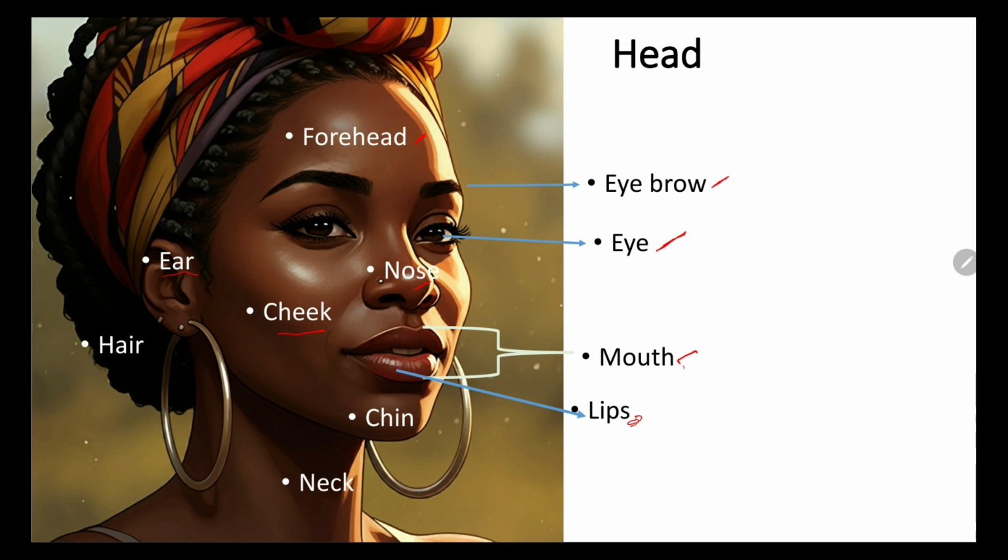On your mouth, you have lips. Then you have a chin, a neck, and hair. All of these parts are found on your head. Okay? Let's read again. Forehead, eyebrow, eye, nose, ear, cheek, hair, mouth, lips, chin, neck.